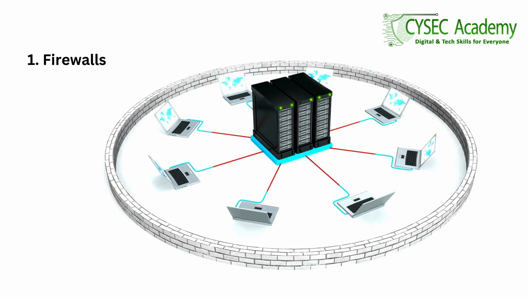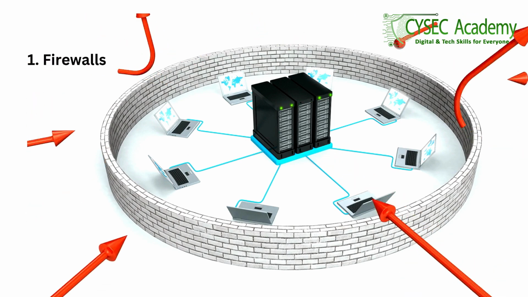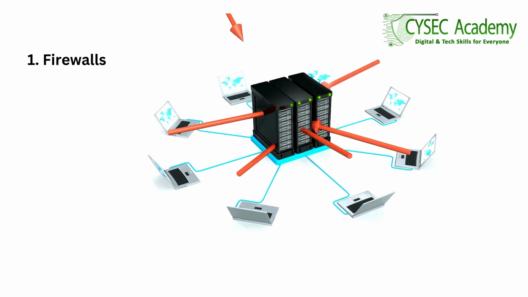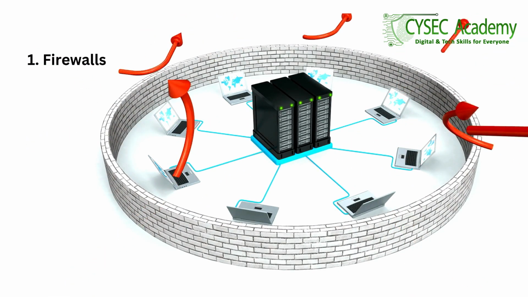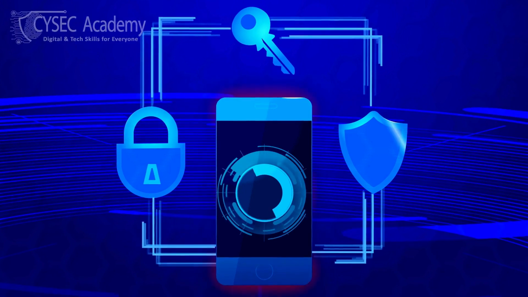Firewalls filter incoming and outgoing traffic based on predefined security rules, blocking malicious traffic while allowing legitimate communications to pass through. For example, a firewall might block traffic from known malicious IP addresses or restrict access to specific services based on the user's role.